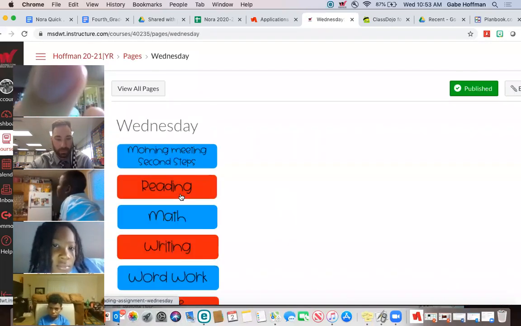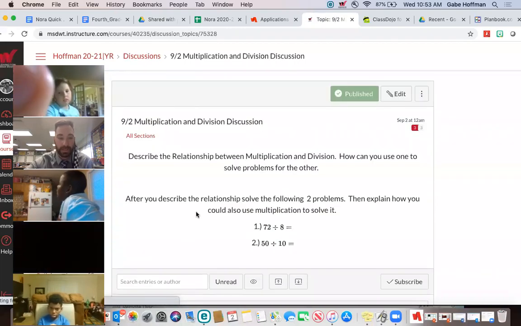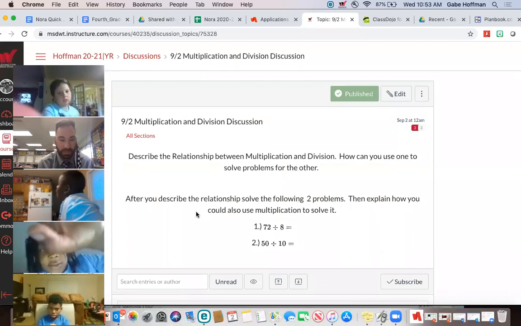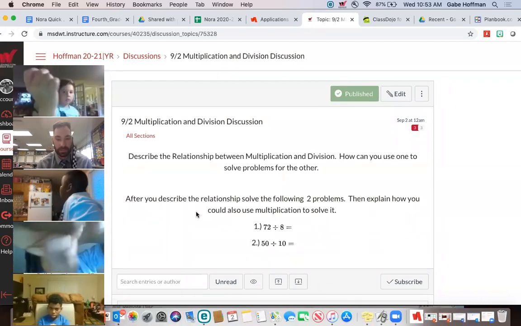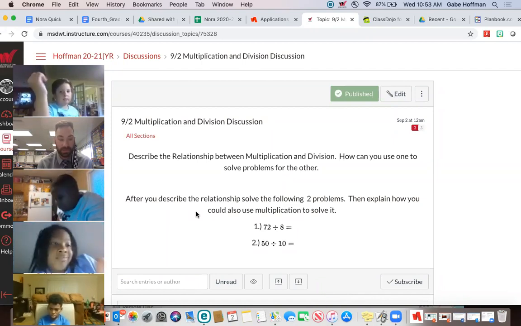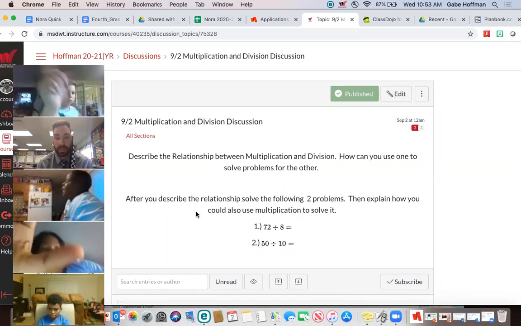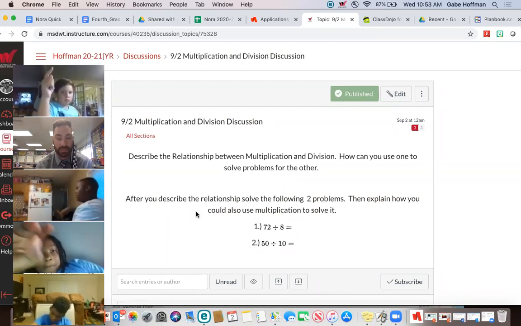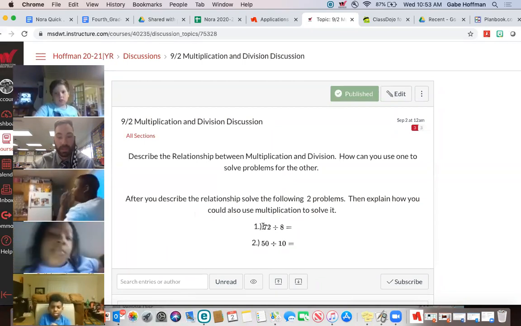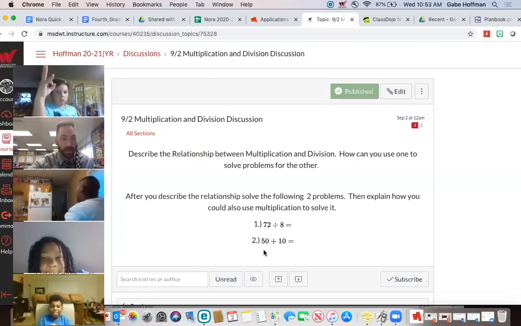If you go to the discussion, there's a couple parts you need to do, okay? It says there's 2 parts. The first one says describe the relationship between multiplication and division. So you need to let us know how they are related, and how you can use one of them to solve problems for the other. Then the second part says after you describe the relationship, solve the following 2 problems, then explain how you could use multiplication to solve it. So you're going to talk about the relationship, solve number 1 and number 2, and then discuss how to solve them. You need to respond to some of your classmates, okay? At least 2, if not more.